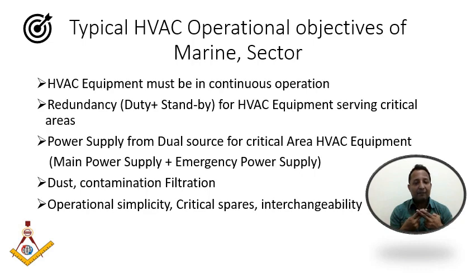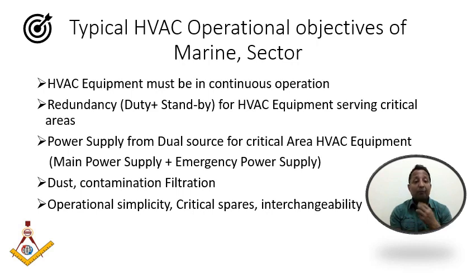Second is redundancy of the HVAC equipment serving the critical areas. The reason is, suppose only one equipment is provided, say one fan for the smoking zone, or only one fan for the kitchen. Something happens to the fan, just imagine what will happen. A person will start feeling uncomfortable. You will lose pressurization. There is always a danger of hazardous gases coming inside the accommodation. So for the critical areas, redundancy is a must.